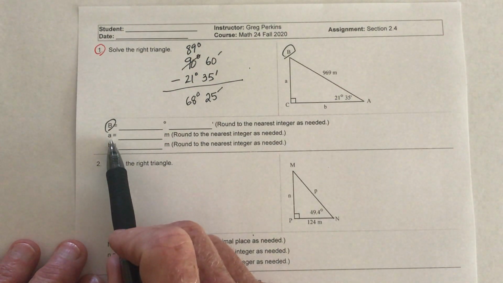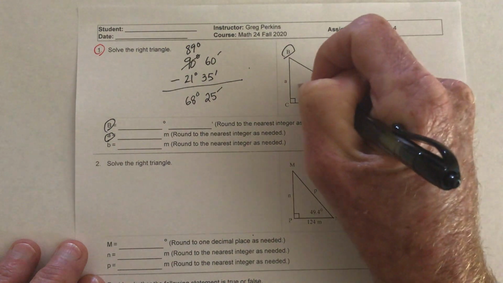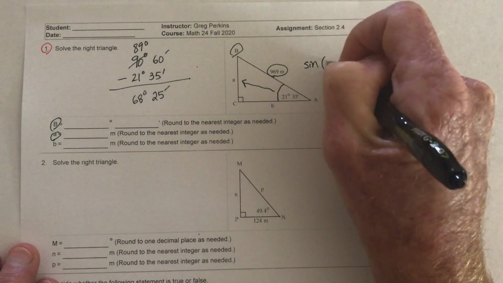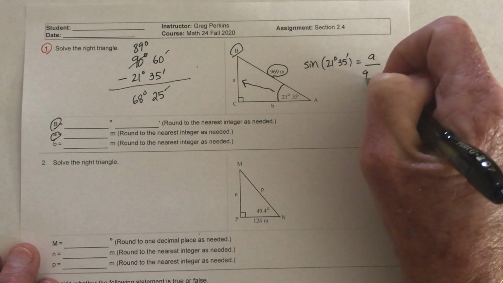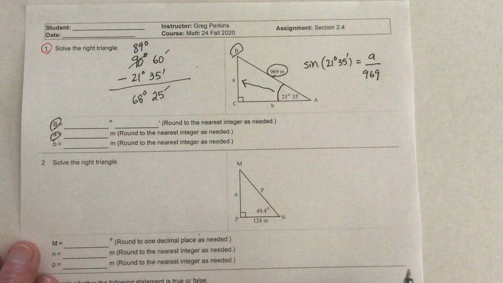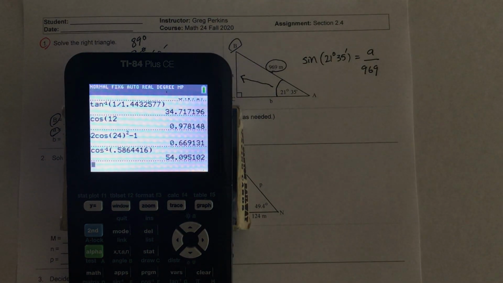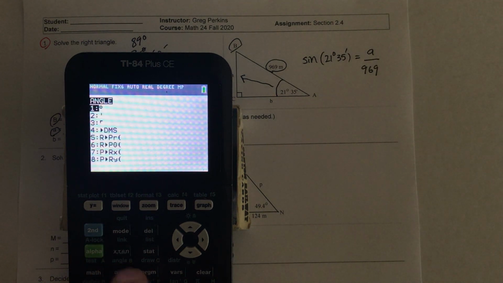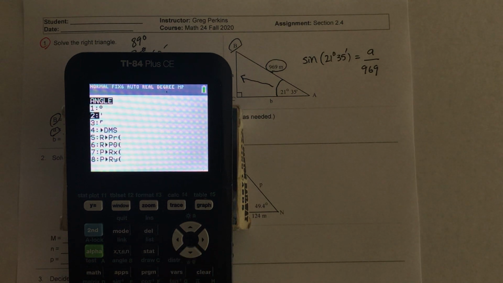And then to solve for, let's say, side A, I can use this angle, and then this would be the opposite, and this would be the hypotenuse. So we'd have sine of 21 degrees 35 minutes is equal to opposite over the hypotenuse. And then to solve for A, I just need to multiply both sides by 969. So that would be 969 times sine 21, and then go to second angle, get the degrees, 35, and then go to second angle and get the minutes.